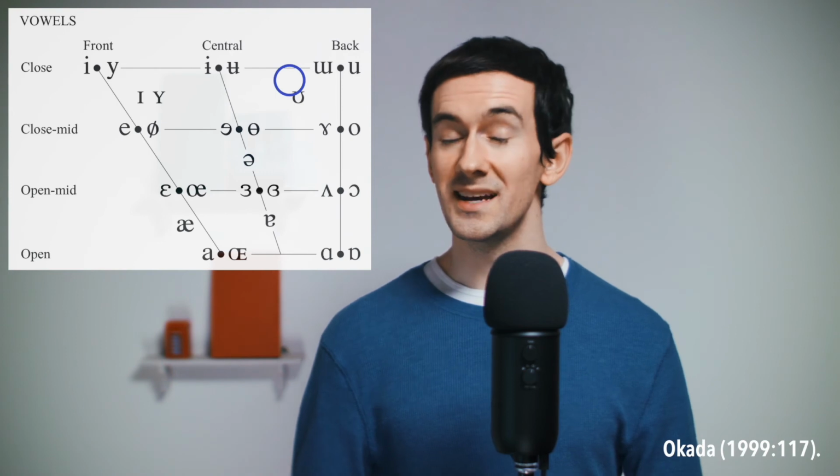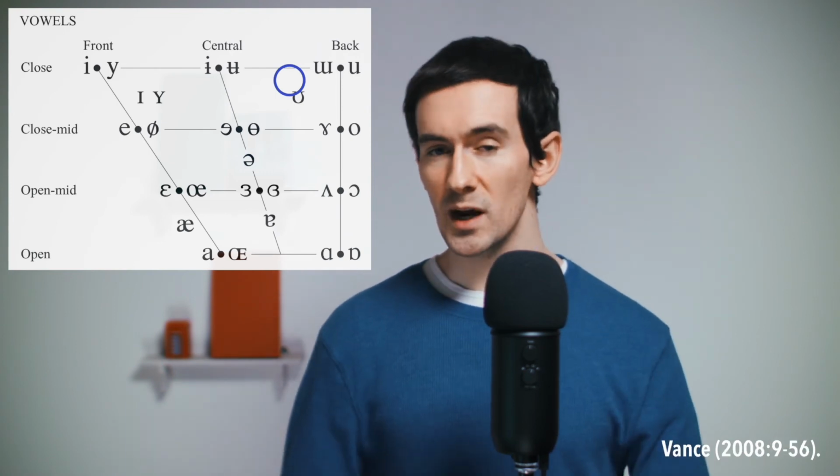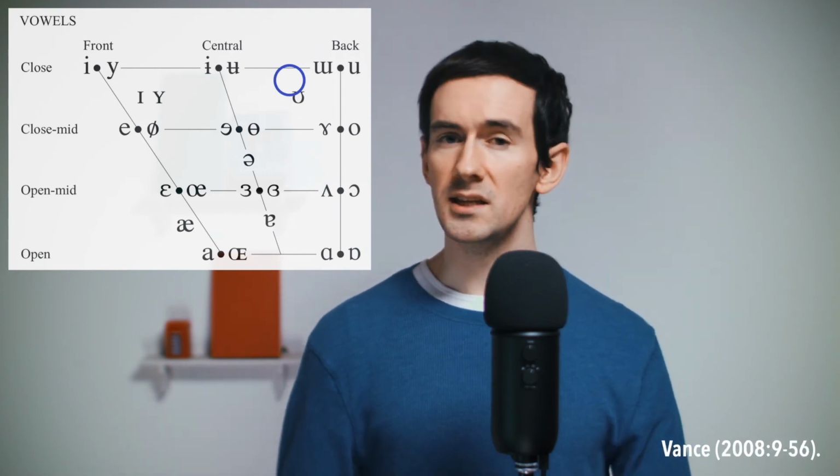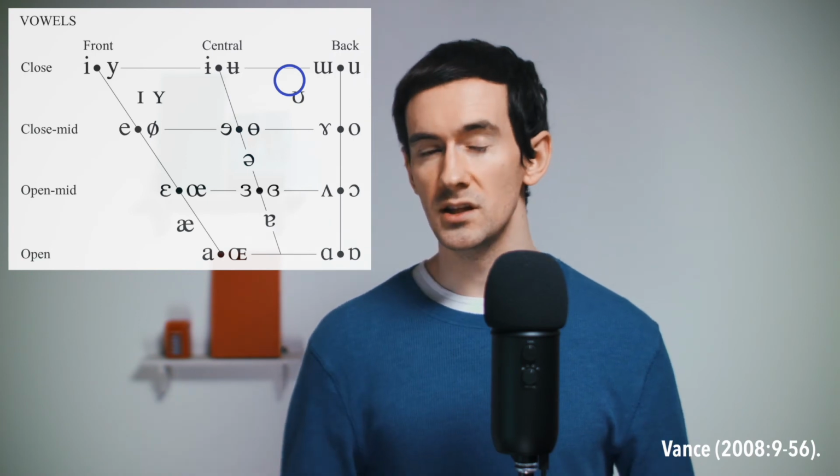Moving on to U. う、う、う、う. Okada describes this as a high back vowel. Vance describes the vowel in a similar way, but notes that the tongue is in a slightly more forward position than the vowel found in boot.